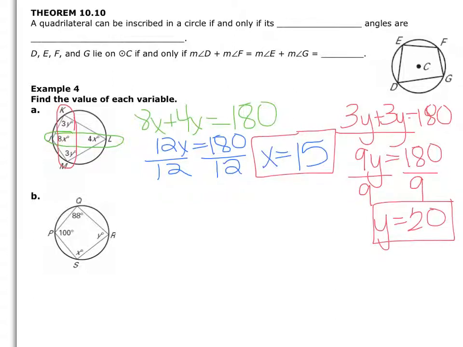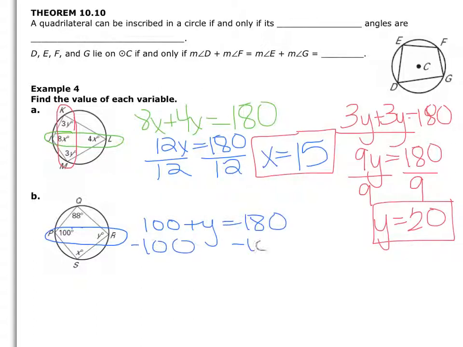Very good. All right, in B, we're going to solve for each variable. Opposite angles are supplementary. Well, that's two angles whose sum is 180. Make the equation, solve, so y is 80. Very good. I would like you to go ahead on your own and solve for x and put your answer in the question in the video. Thank you.